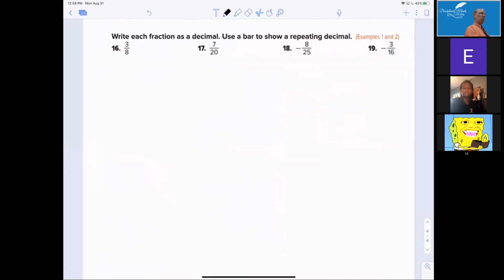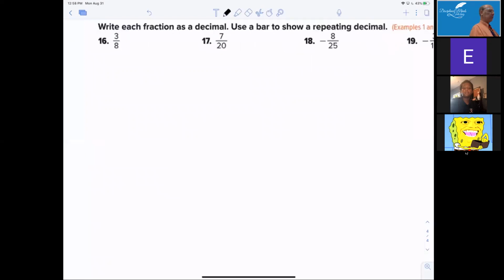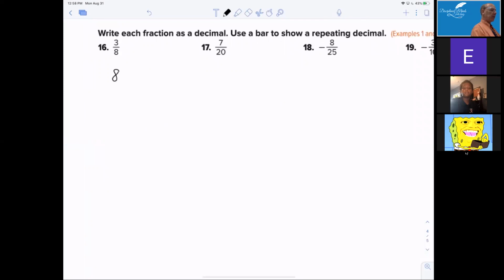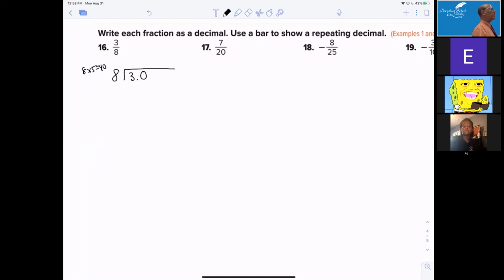You got to tell me how to do 8 goes into 3. All right, so eyes up on the board because you're going to walk me through it. So remember, 8 goes on the outside, 3 goes on the inside, decimal 0. So how many times does 8 go into 30? 3 times, that's okay. 8 times 5 is 40. So now what? 8 times 4 is 32. So now what? Yes, 8 times 3, 24. You with me? So now we put a 3 up here.